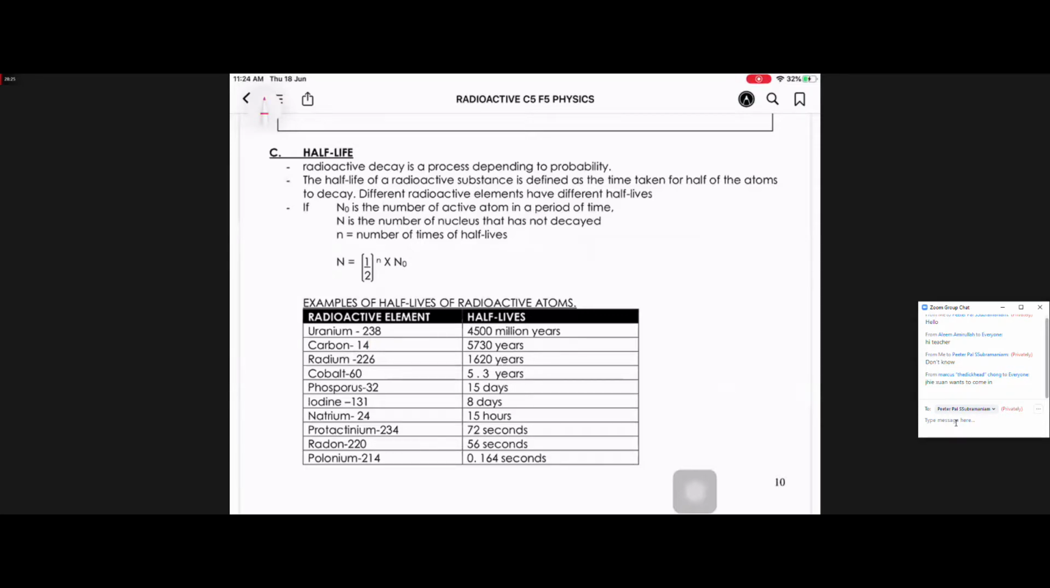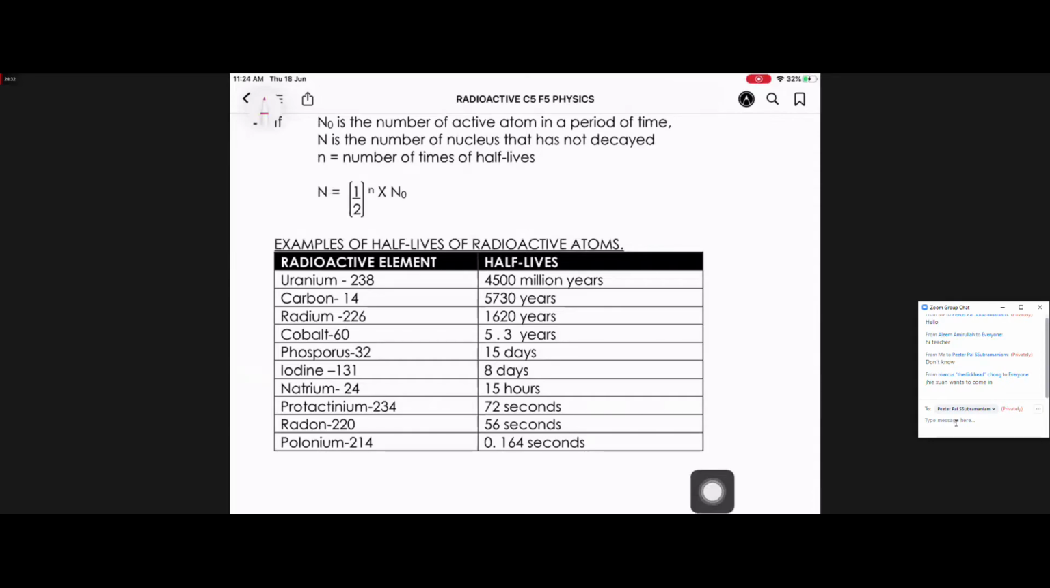Every radioisotope, every radioactive element, has an unstable nucleus. Therefore, they will have a time frame called half-life. Uranium-238 has a half-life of 4,500 million years. Carbon-14 has 5,730 years. Radium has 1,620 years. Cobalt-60, 5.3 years. Phosphorus-32, only 15 days. Iodine-131, only 8 days.